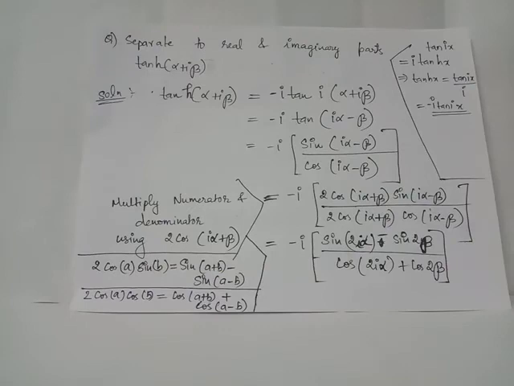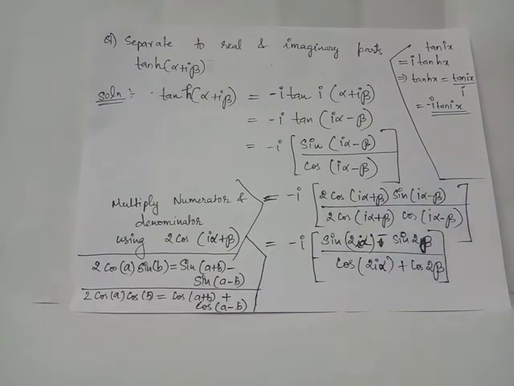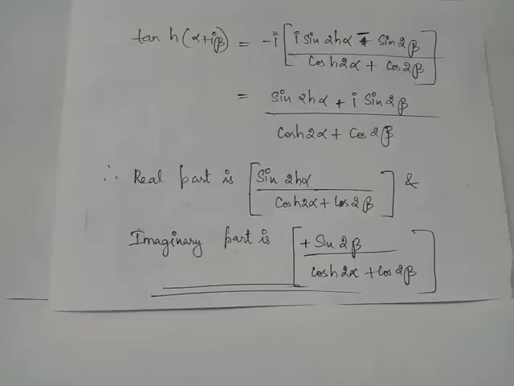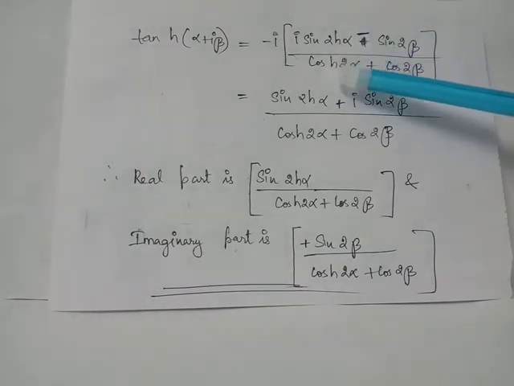Since we have sin I alpha equals I times sin h alpha, we can replace sin 2I alpha by I times sin h 2 alpha. Also, we have cos I alpha equals cos h alpha. Therefore, cos 2I alpha can be replaced by cos h 2 alpha. Now we have tan h alpha plus I beta expressed in terms of the hyperbolic sine function sin h 2 alpha and hyperbolic cosine function cos h 2 alpha.